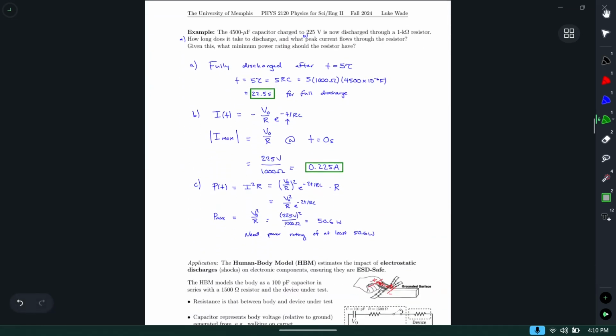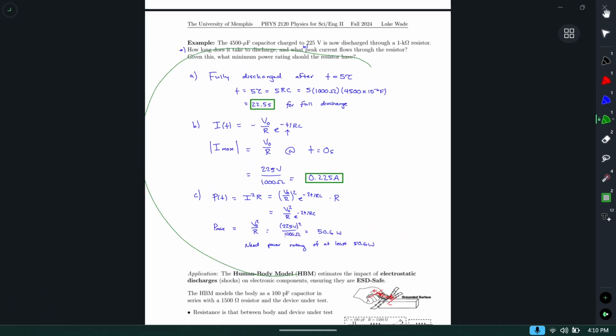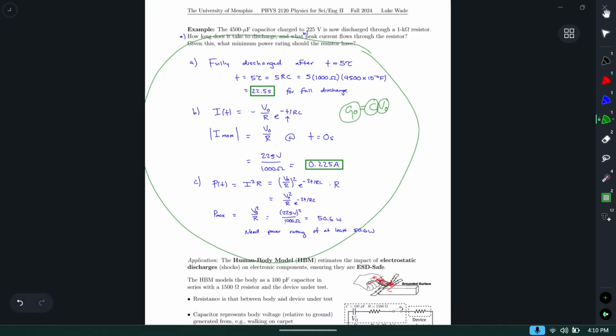So, I mean, this example pretty much covers just about all of that. I guess it doesn't have how much charge is stored because I think we did that in an earlier version of this problem, but it's just whatever the battery voltage is, V0, multiply it by the capacitance. That'll tell you how much charge you've got stored on your capacitor at the end of the charging cycle.